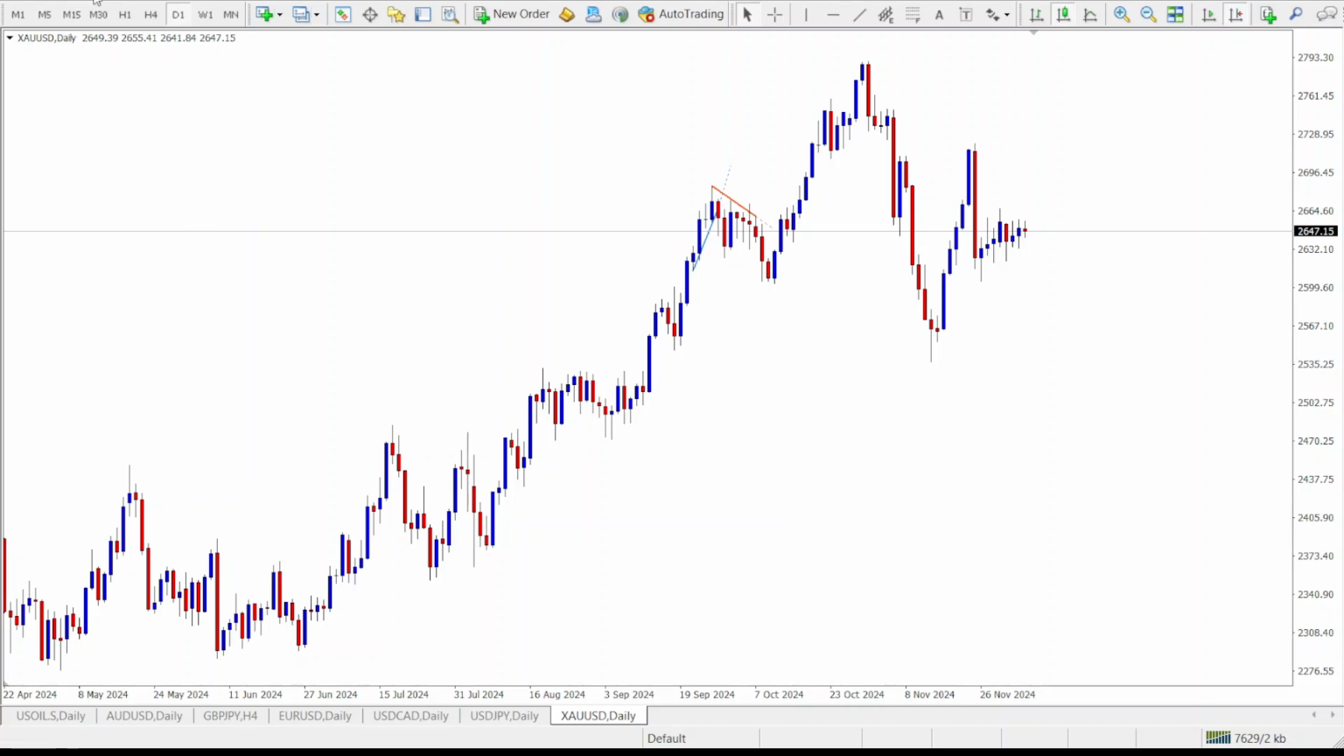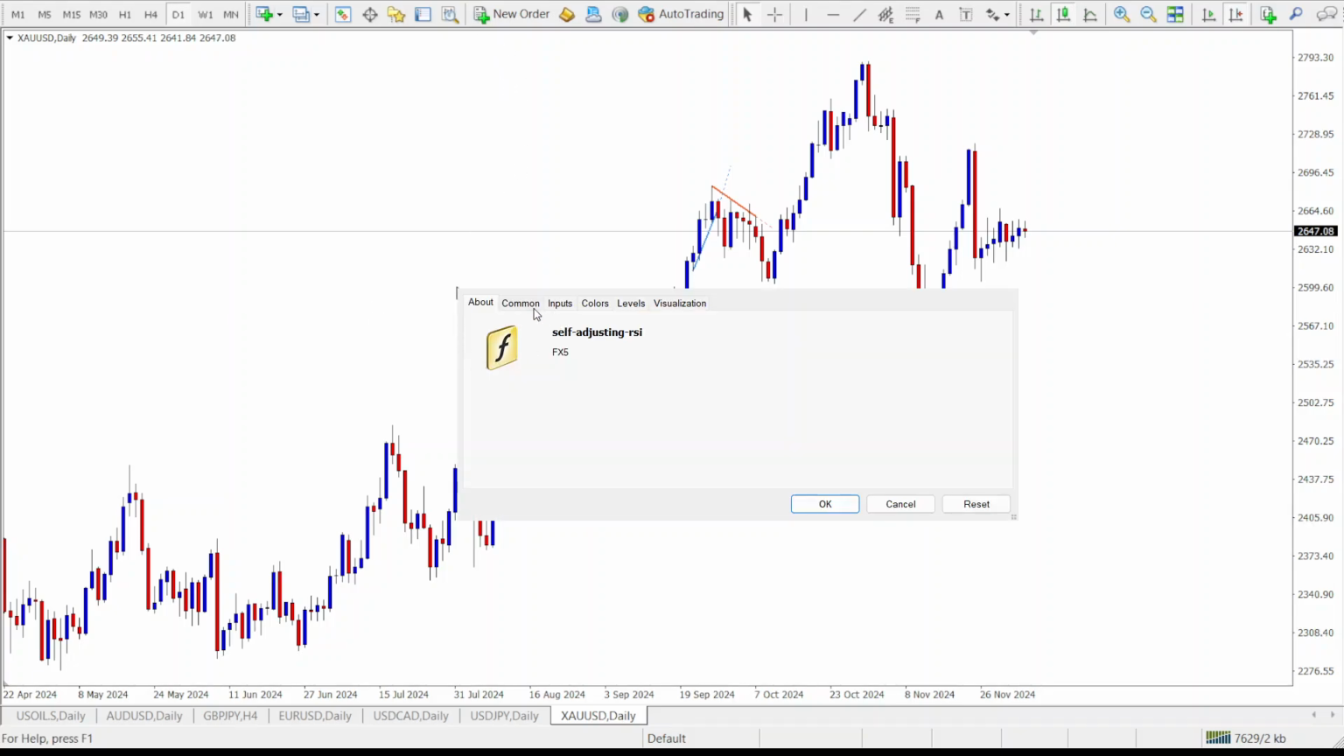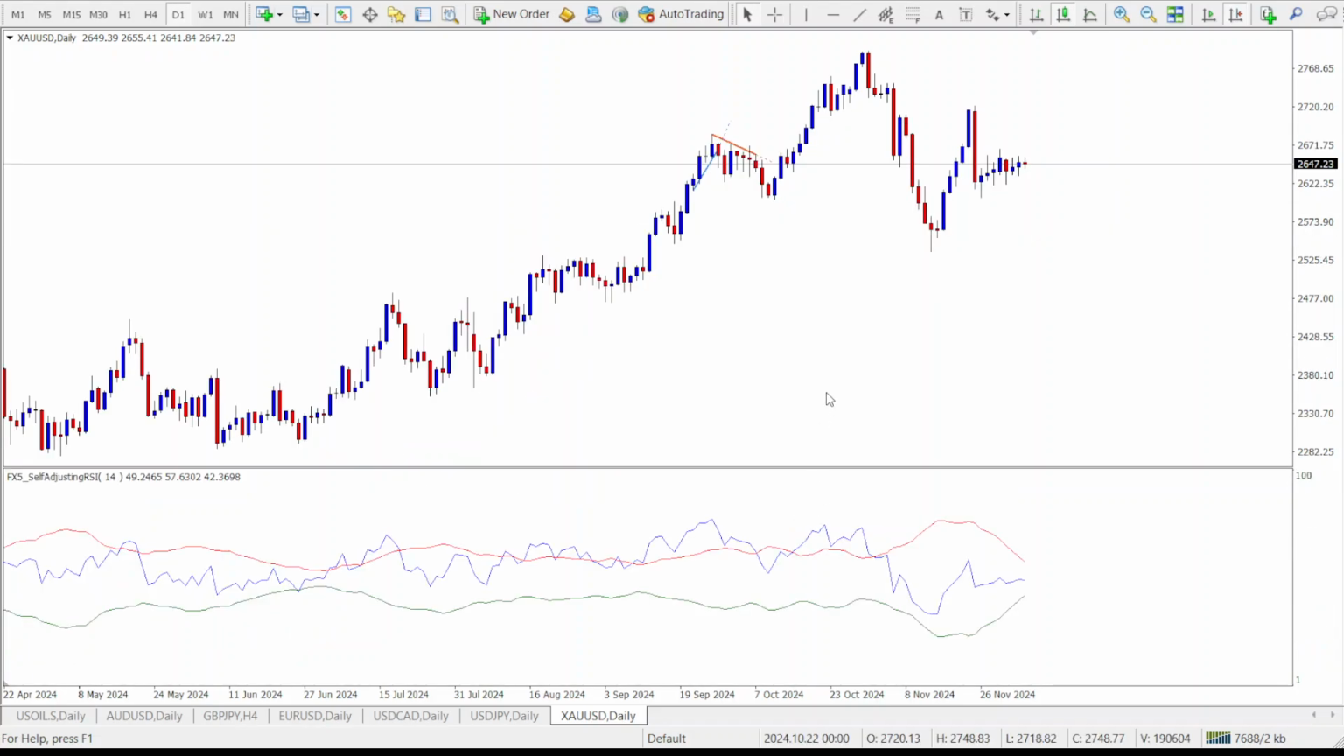It is a custom indicator, right? So you need to download it from an external source and add it to your indicators library before you'll be able to make use of it on your chart. So you can see how the indicator looks. It is quite different from the traditional RSI indicator.